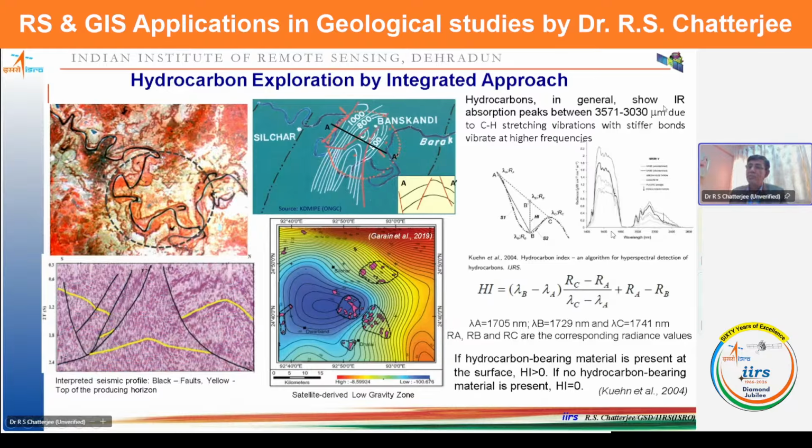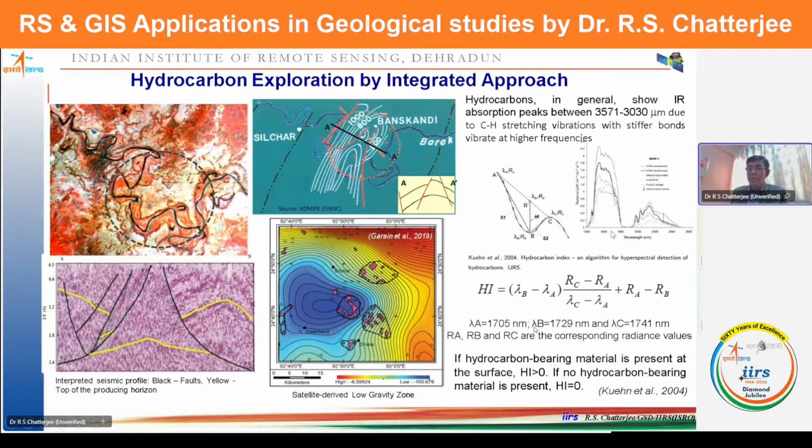Hydrocarbons in general have the absorption peak in this region, 3.57 micrometer to 3.03 micrometer. It depends on the carbon-hydrogen stretching vibrations. When the bonds are steeper, meaning double bond, triple bond, they vibrate at higher frequencies, meaning shorter wavelength. Isn't it? But these are all in the thermal region, 3.5, 3.03. But they have some secondary absorption peaks at 1.73 or so and 2.1.